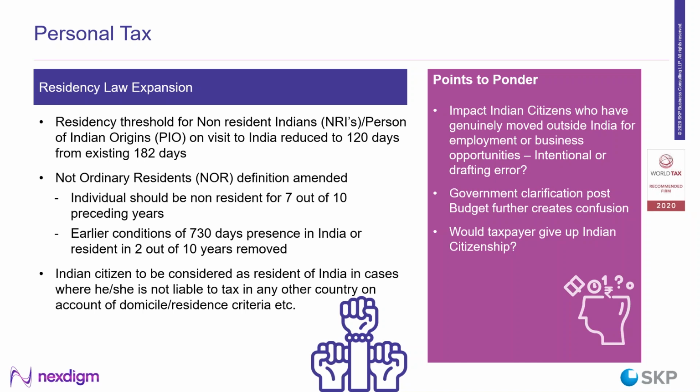So this is very helpful for expats who are coming to India, because earlier after staying a couple of years in India, they were becoming resident and ordinary resident in India, which was resulting in taxation of their global income in India. But now with this change, the expats would ideally become residents only after 3 or 4 years, depending on the time when they came to India. So this is a welcome move for the expat community.